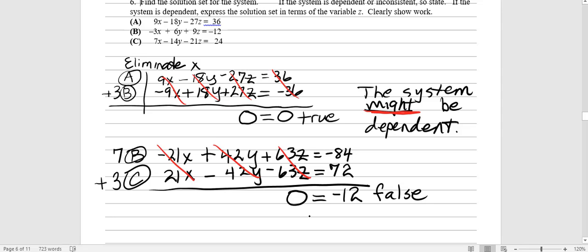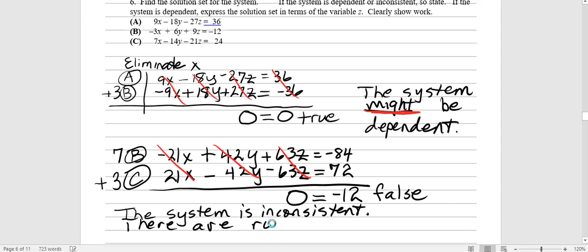Whenever this type of equation arises, even if I've only used 2 of the equations, I can automatically conclude without doing any more work that the system is inconsistent. That means there are no solutions. And notice, at first it looked like I might get a dependent system, but I couldn't tell whether that was going to happen or not until I involved equation C.